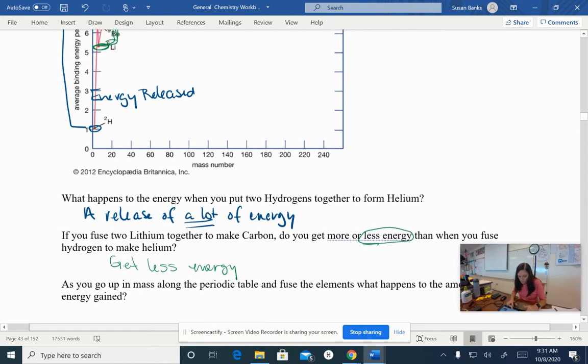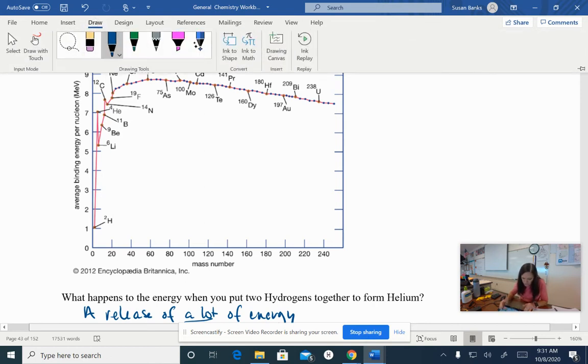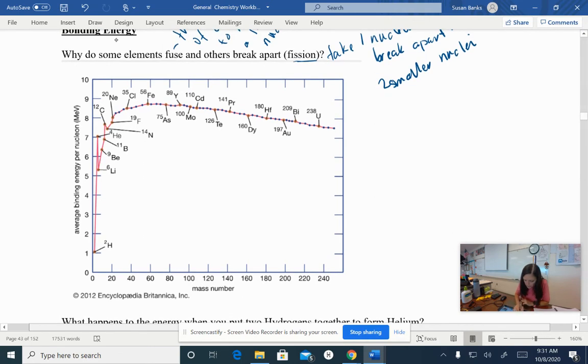Okay, so what happens as I go along here and I keep adding elements to each other? I'm going to erase this. What if I added two carbons together? Two 12s would give me about 24, so that would give me somewhere in here. I'd still get some energy, but not a lot. And as I add two 35s together to get a 70, 70 would give me right here. That's still a little bit of energy, but not very much. As I go up and up and up, I still get some energy, but not so much.